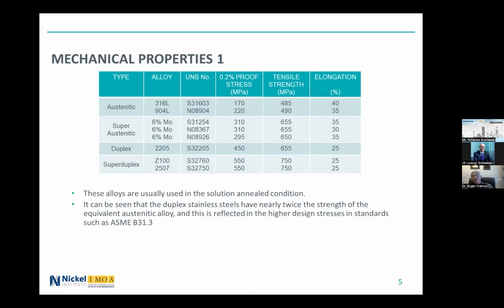This is also reflected by higher design stresses in standards. ASME B31.3 is a standard for piping, and the design stresses for the duplex alloys are much higher than the austenitic ones. So this higher strength means you've got scope for reduced wall thickness and reduced cost, particularly for high temperature and high pressure applications. Plus, this reduced wall thickness can also mean that you've got lower welding costs because of the less amount of filler required.